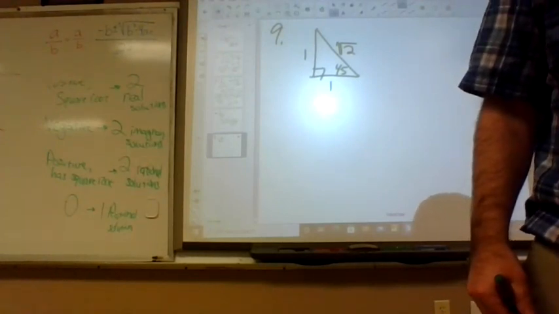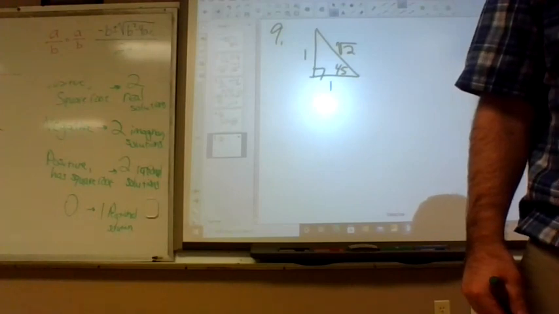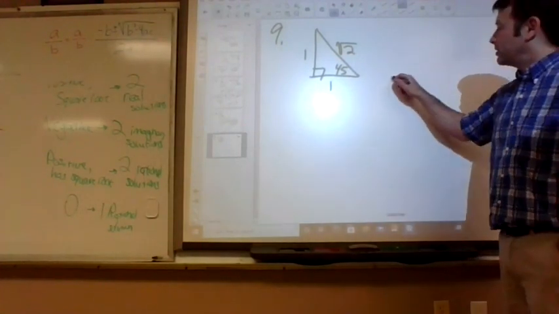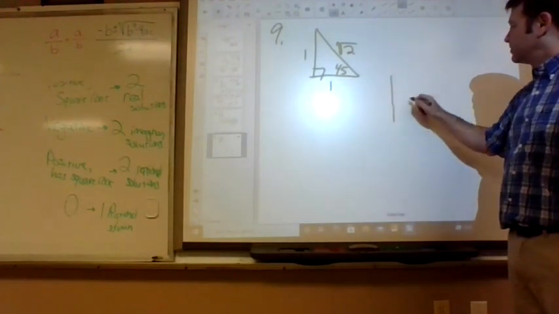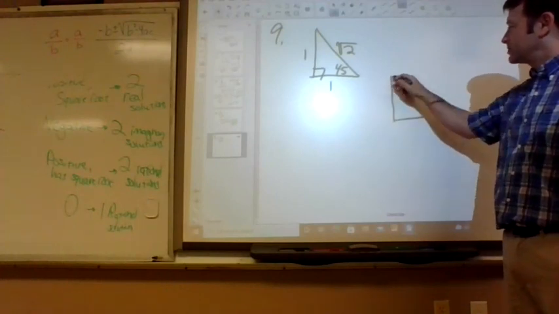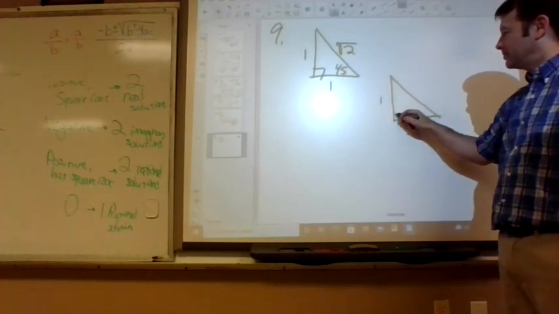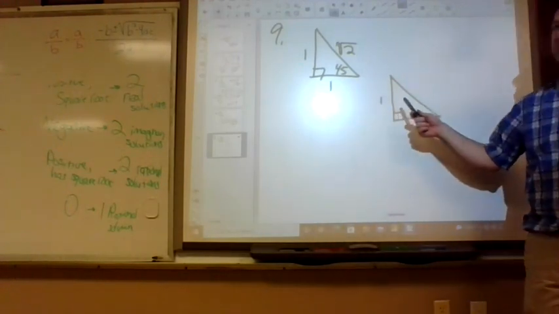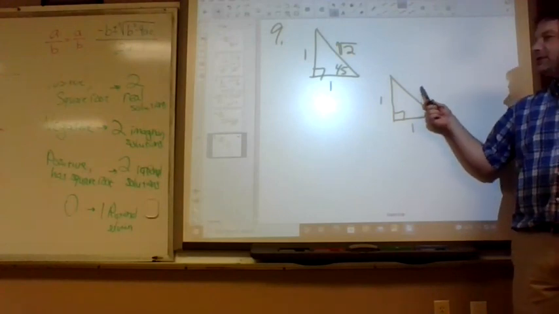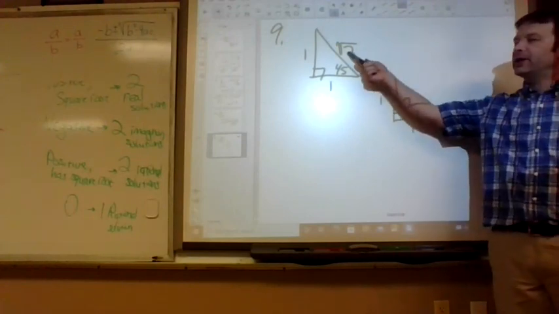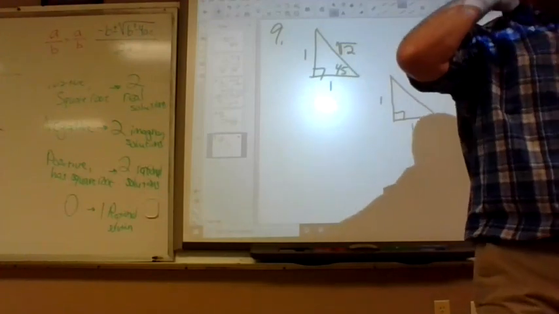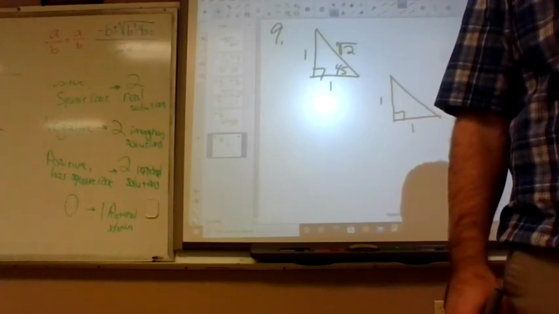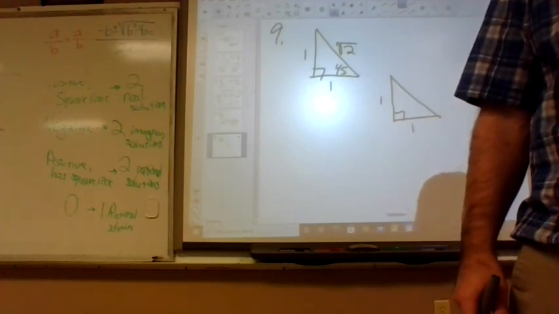It says the legs of an isosceles right triangle are 1. Find the length of the hypotenuse. If you did 1 squared plus 1 squared, you get 2. Square root of 2 is the hypotenuse. So that's A. There's always a B.